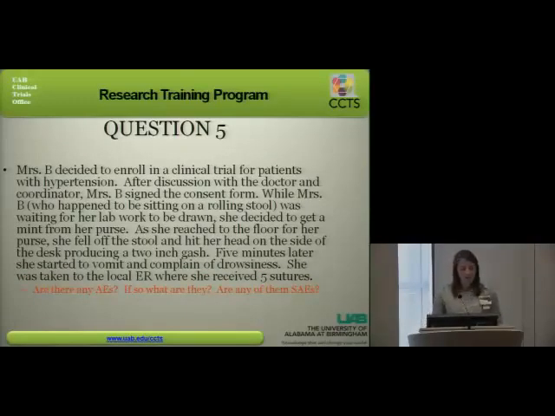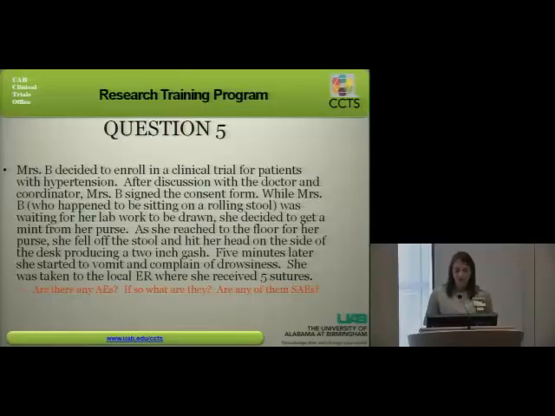Our next question. Mrs. B decided to enroll in a clinical trial for patients with hypertension. After discussion with the doctor and coordinator, Mrs. B decides to sign the consent form. While Mrs. B, who happened to be sitting on a rolling stool, was waiting for her lab work to be drawn, she decided to get a mint from her purse. As she reached to the floor for her purse, she fell off the stool and hit her head on the side of the desk, producing a 2-inch gash. 5 minutes later, she started to vomit and complain of drowsiness. She was taken to the local ER where she received 5 sutures.